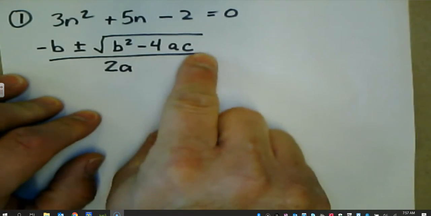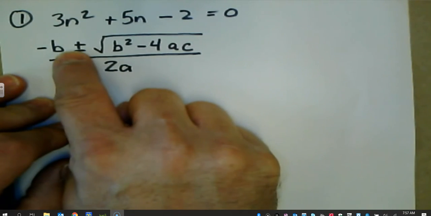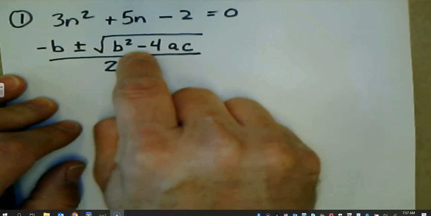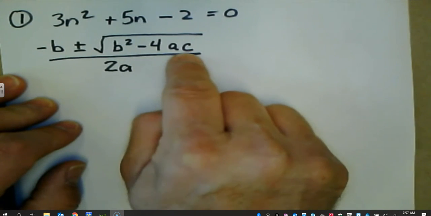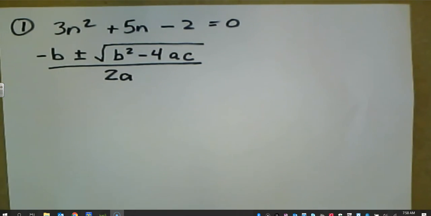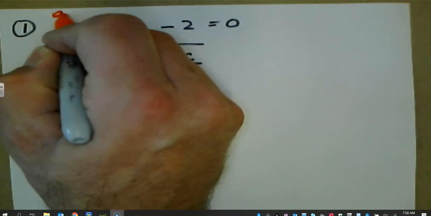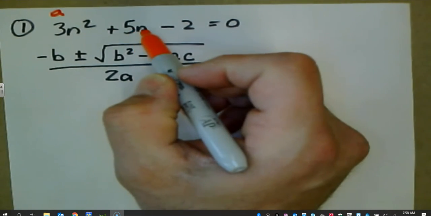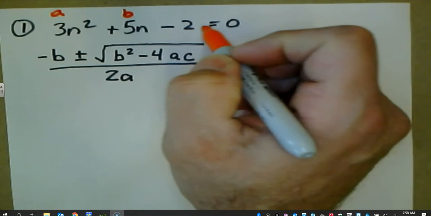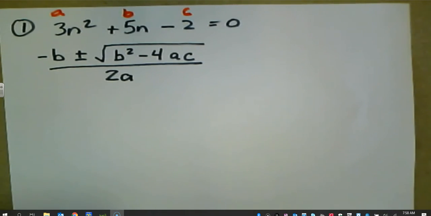So this is the quadratic formula. This is negative b plus or minus, because when you have a square root, it's either the positive or the negative. The square root of b squared minus 4 times the a times the c value, all over 2a. And that's where I was telling you earlier about the fact that the n squared, or the variable squared, happens to be the a value. The n, non-squared n, is the b value, and the term without a variable is the c value. So all we're going to do is substitute.